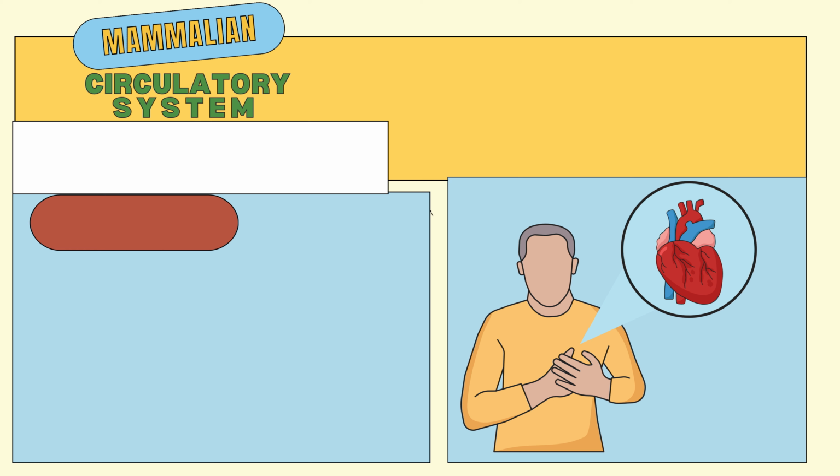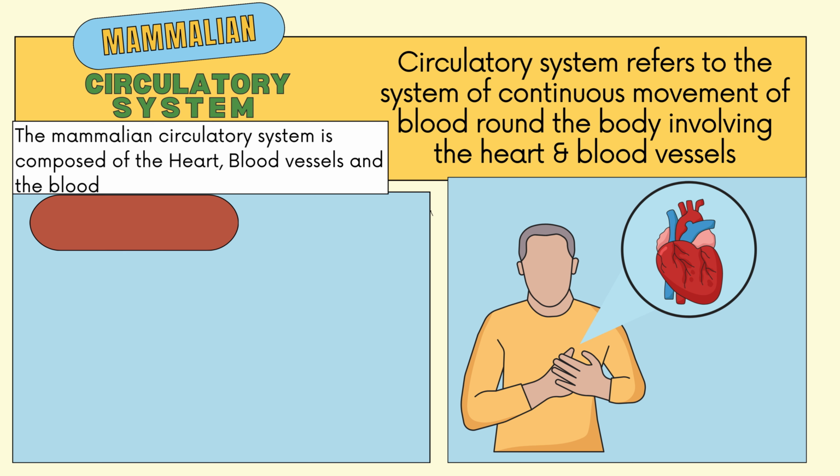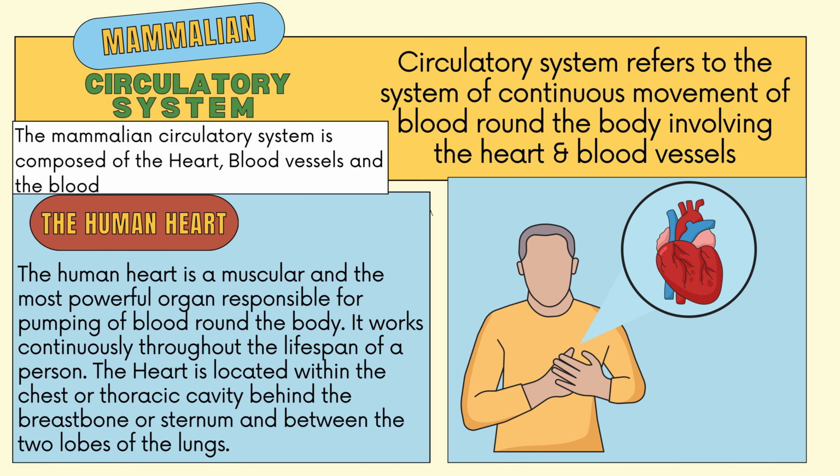The circulatory system refers to the system of continuous movement of blood around the body involving the heart and the blood, including the blood vessels. Now, the mammalian circulatory system is composed of a pumping device called the heart, channel of transport called the blood vessels, and the medium of transportation, which is the blood itself. We are going to look at this part one after the other in this lesson. Let's begin by looking at the human heart.